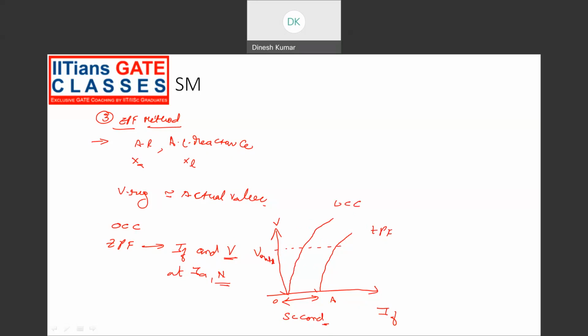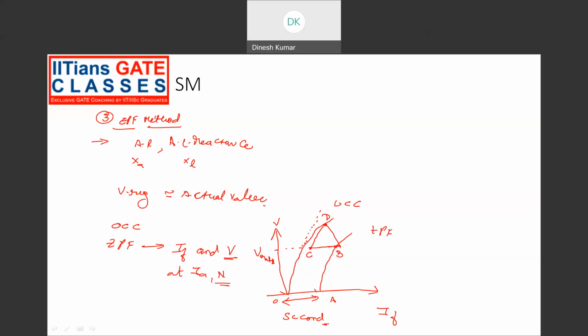There is one more line called the air gap line. The air gap line is a line drawn parallel to the OCC. Draw a point from here backwards to a length equal to OA. Let's name this point B, this point C. Now draw a line parallel to this line such that it touches the OCC at point B. Now connect the other point, so we'll be getting a triangle.